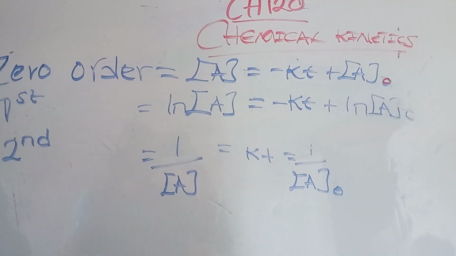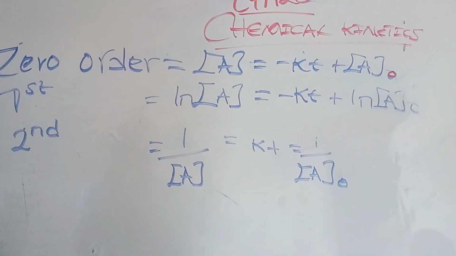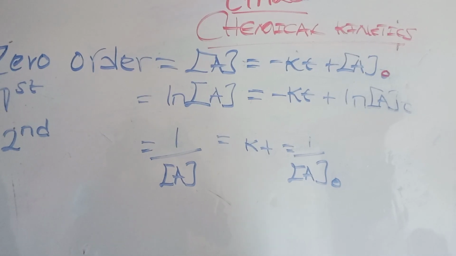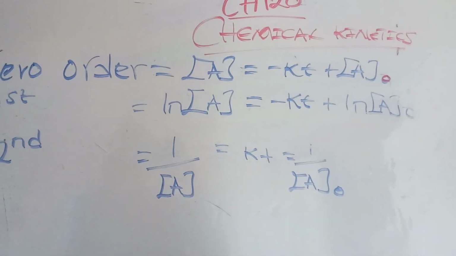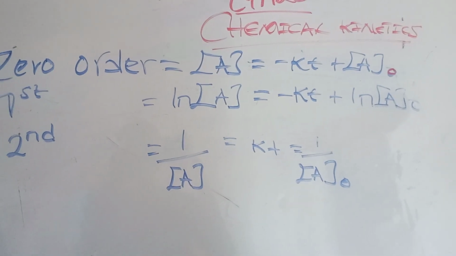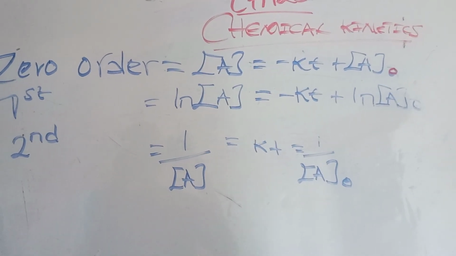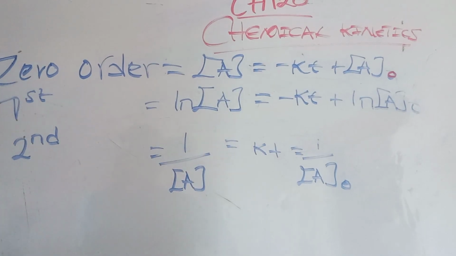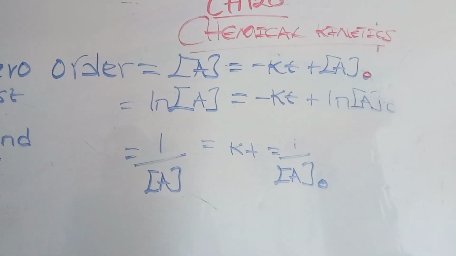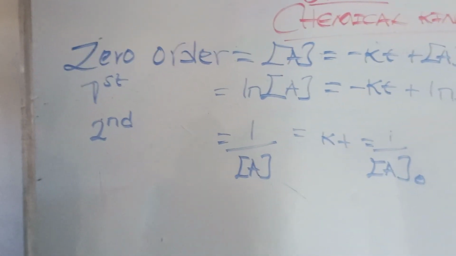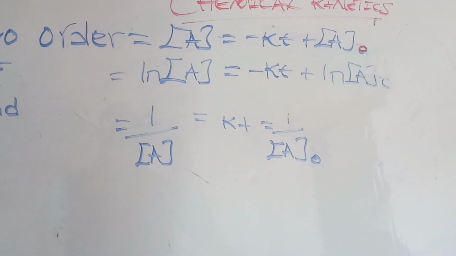So, chemical kinetics, we deal with a lot of stuff, a lot of problems. In this case, we're focusing on integrated rate laws, which have three orders of reaction. Zero order of the reaction with the equation there. Then we've got the first order of the reaction, with that equation. And the second order of the reaction, also with that equation.